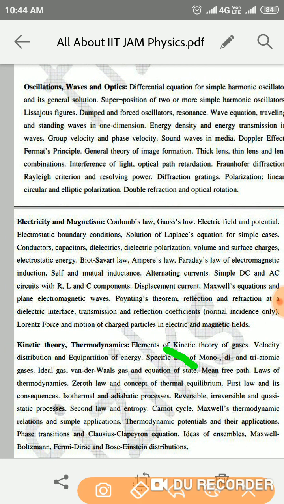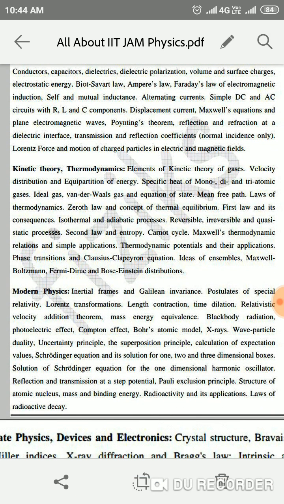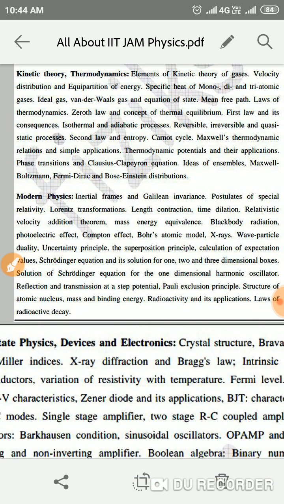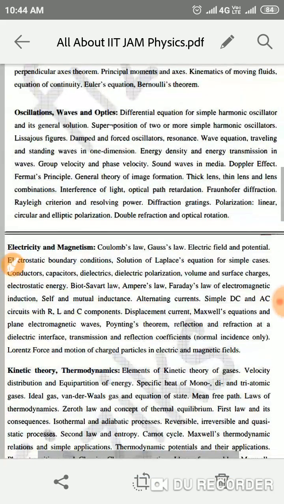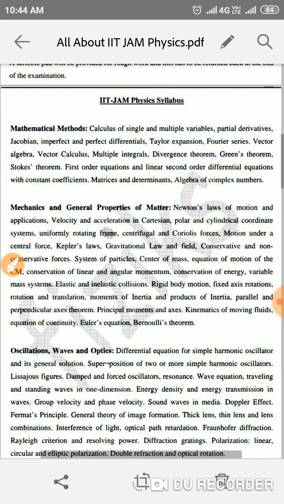electricity and magnetism, kinetic theory and thermodynamics, modern physics, and electronics. So let's discuss one by one the important topics from each unit. So there are 7 units.